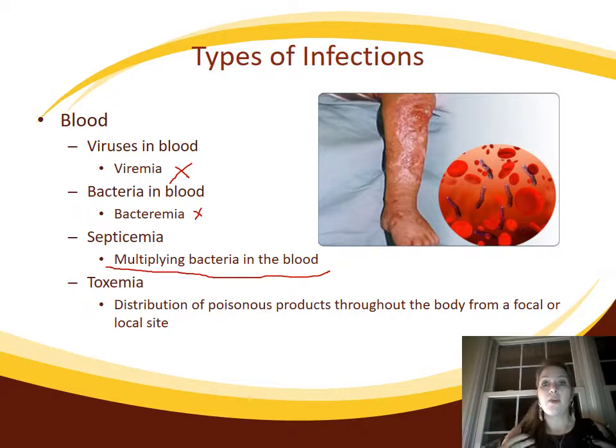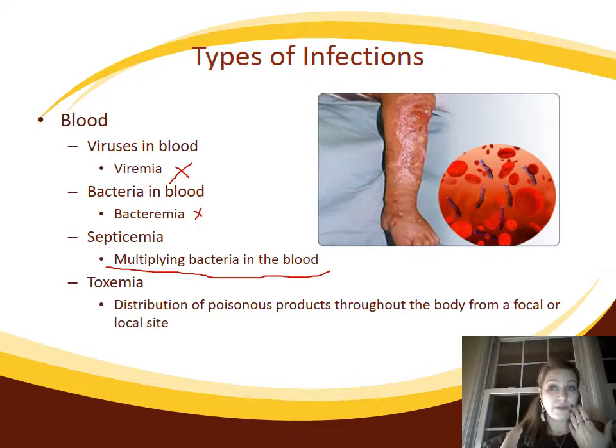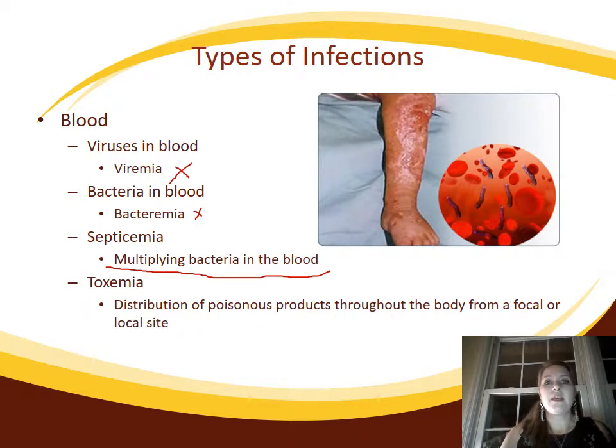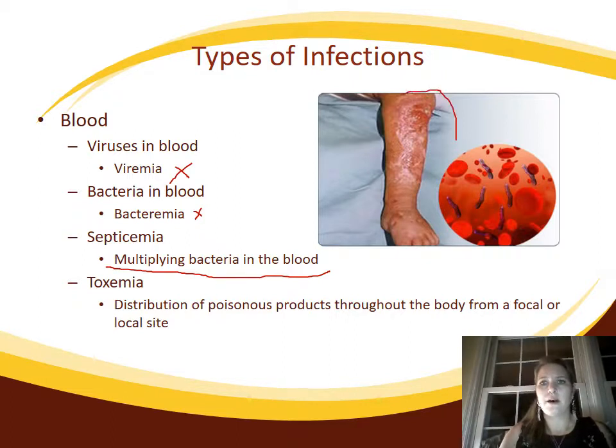Toxemia is when the poisoning products move throughout the entire body that started from a focal point. So we talked about earlier, that tooth infection that moved into the bloodstream and then moved out through the different parts of the body, infecting the lungs, infecting the heart, infecting the liver, and so on. Toxemia is that distribution of those poisonous products, okay? So here we have an example of complications due to septicemia, the multiplication of bacteria within the blood of that particular system.